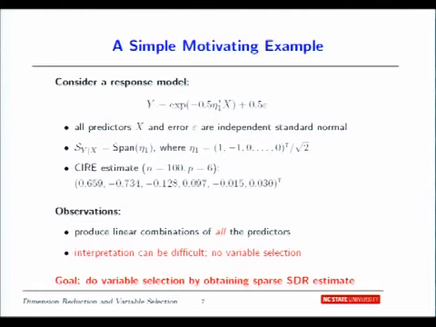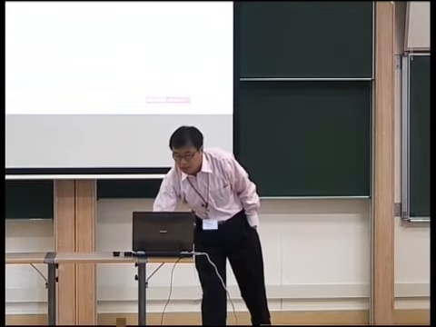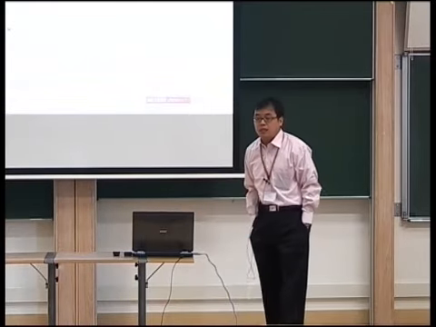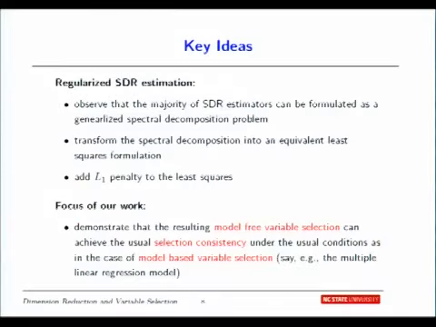Therefore, what we want to do in this talk is variable selection, and we want to get some kind of sparse estimate of the sufficient dimension reduction estimator, and then do the variable selection. The next slide summarizes the key ideas of our work. We first observe that the majority of the sufficient dimension reduction estimators can be formulated as a generalized spectral decomposition problem. Then from there, we transform the spectral decomposition into an equivalent least squares formulation, and then we can add the regularization on top of that.